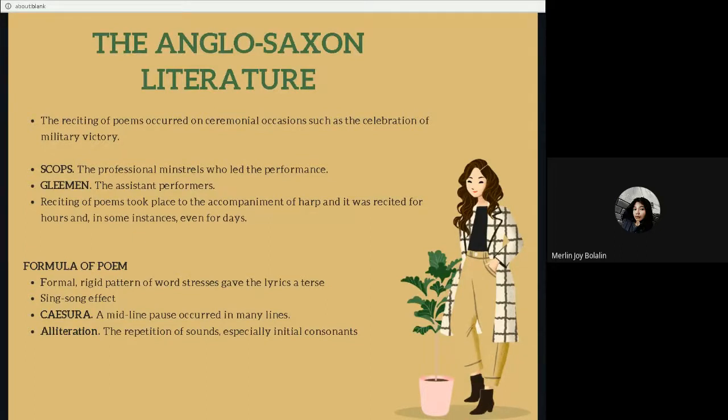So, if you compare the old literature to the middle age, the time of Shakespeare, that is more complex compared to Anglo-Saxon literature, because their poem is just a formal or rigid pattern.